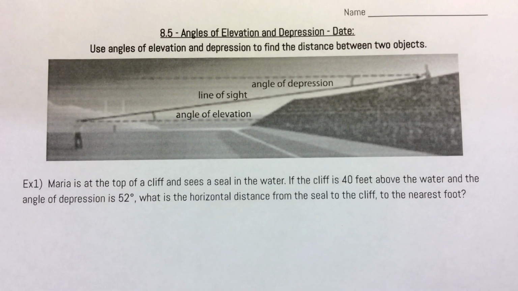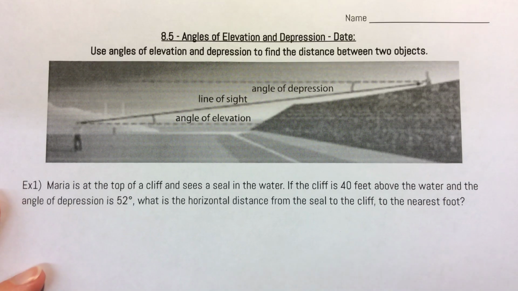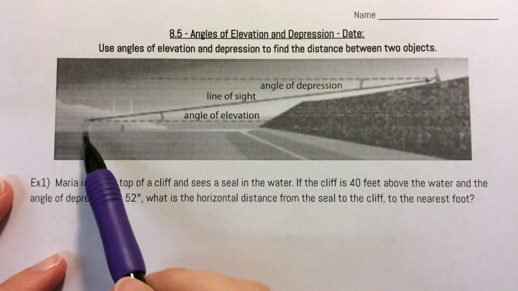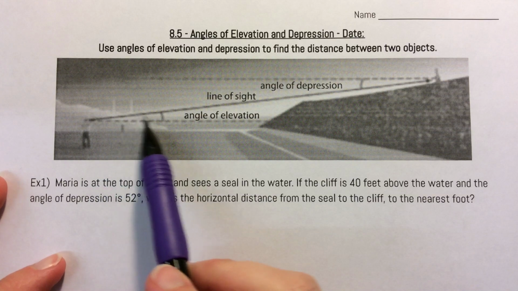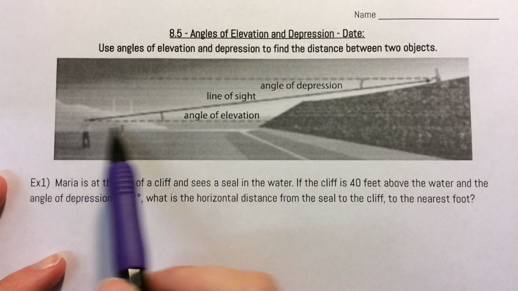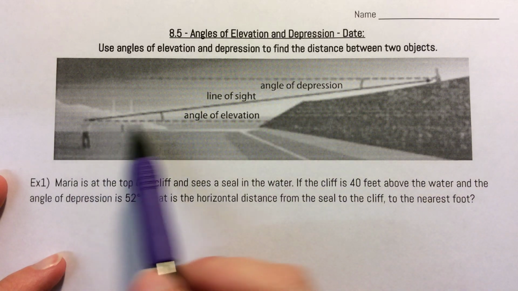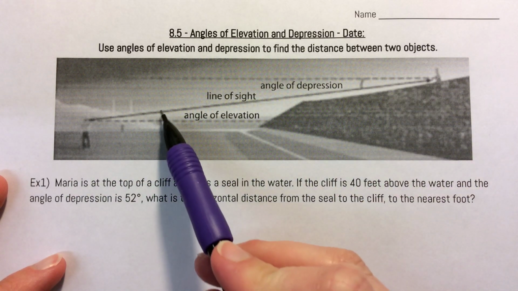All right, 8.5. Today we are looking at angles of elevation and angles of depression. So on this little diagram here, the angle of elevation and depression are always coming off of the horizontal. It's kind of fuzzy, but this is a person standing here, and there's their line of sight. The angle of elevation: he's looking up to this other person that's up on the top here. So this is the angle of elevation.